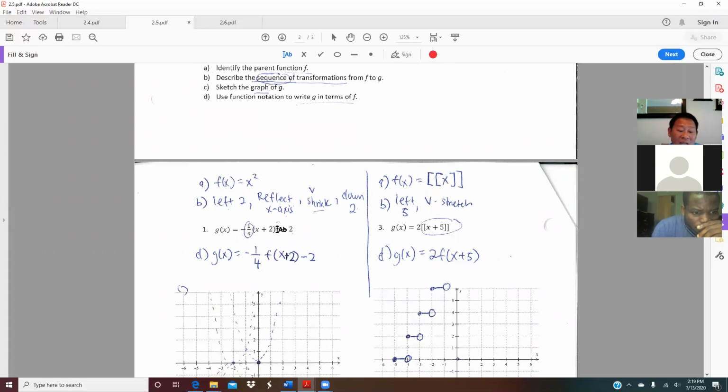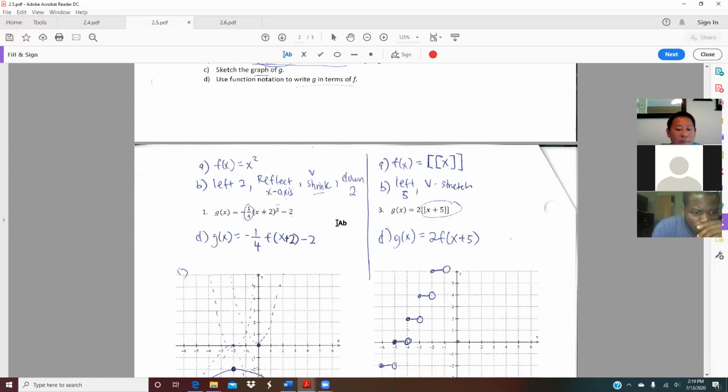So usually when I want you to write g in terms of f, I just want you to take this x squared and write it as f of x. For example, this is the greatest integer f of x. If I want to write this as g in terms of f of x, I just take 2f and then the x plus 5 inside. Okay, so this is usually how we do this. This is the most important piece of this.